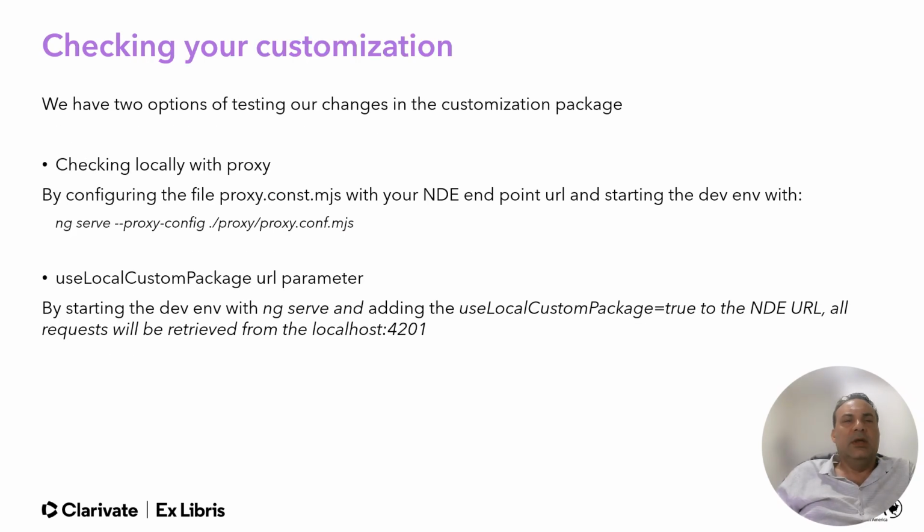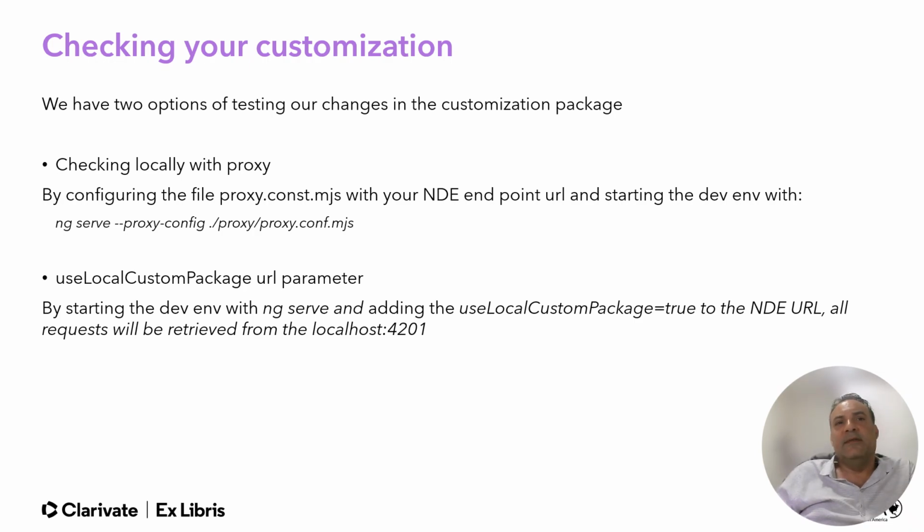So in addition to how we can check our customization, we have two options. The first one we covered, which is checking with local proxy. We saw how to change and configure the proxy conf MJS file and start the development environment with ng serve and the proxy configuration.